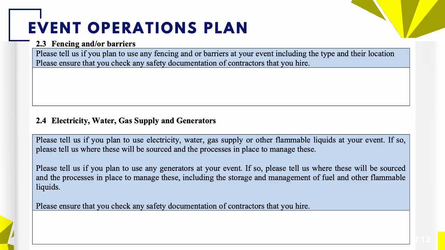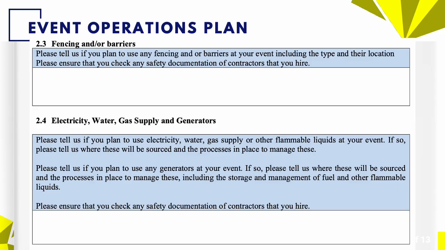And in 2.3, we have fencing and/or barriers. So please tell us if you plan to use any fencing or barriers at your event, including the type and their location. So please ensure that you check any safety documentation of contractors that you hire. In 2.4, we have electricity, water, gas supply, and generator. So please tell us if you plan to use electricity, water, gas supply, or other flammable liquids at your event. If so, please tell us where this will be sourced and the processes in place to manage this.